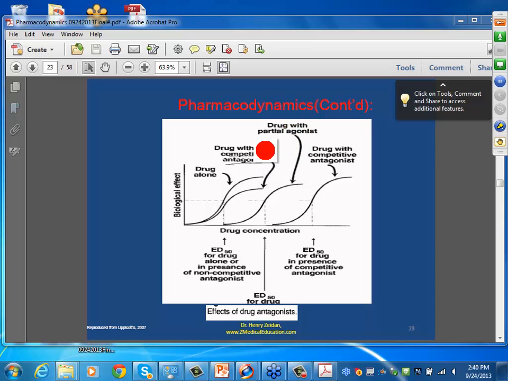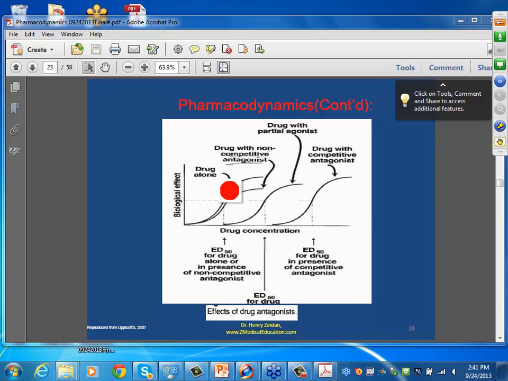You lower this maximum efficacy with a non-competitive antagonist. With a partial agonist, as the name implies, you are competing with the binding site. But it's partial, and that's why you increase the ED50. With a competitive antagonist, yes indeed, you are affecting the binding site. Therefore, the ED50 will be much higher in the presence of a competitive antagonist compared to the drug alone.